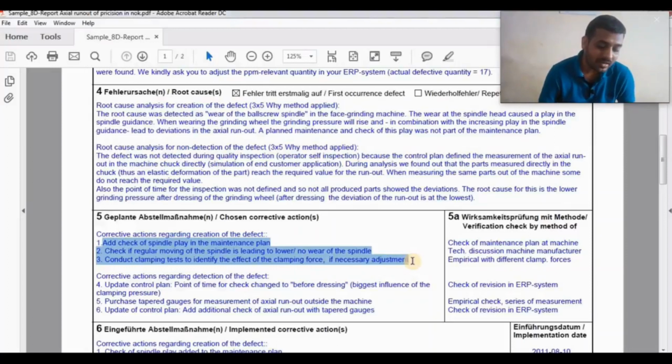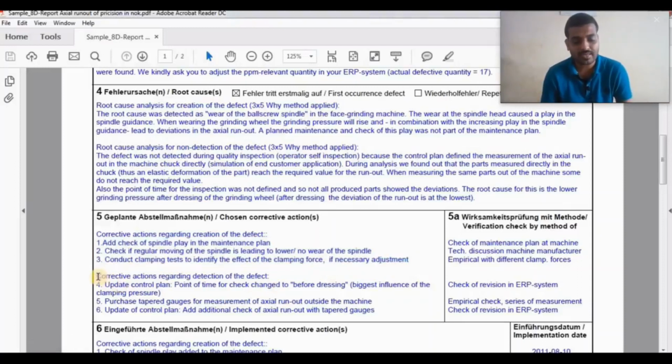Okay, then for detection of the defect they have chosen the corrective action as updation of the control plan. Okay, also you can have the POCA for the detection of the defect as well. Okay, so this is about the choosing of corrective action. Okay, then in D6, the implementation of the corrective action.